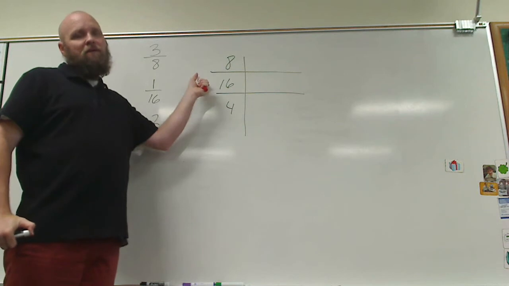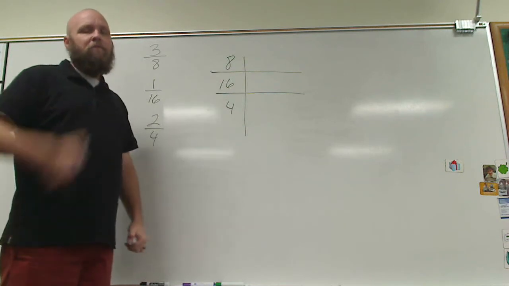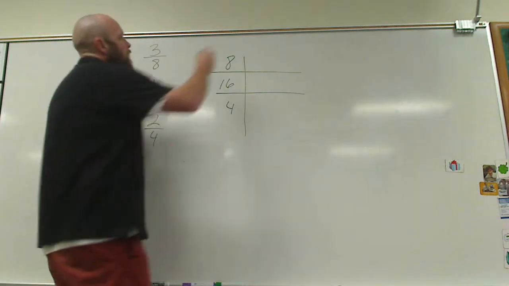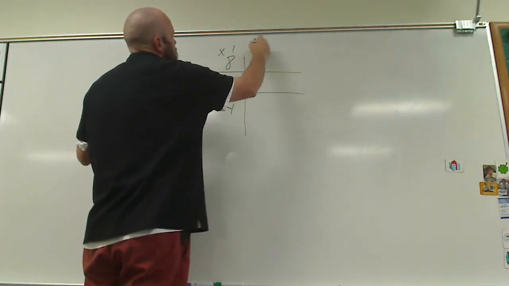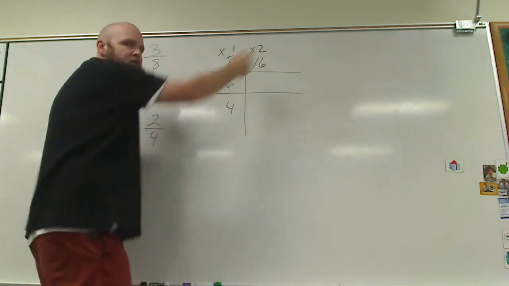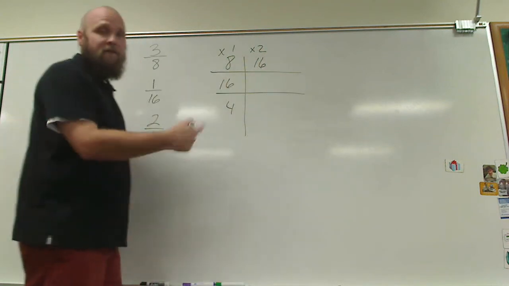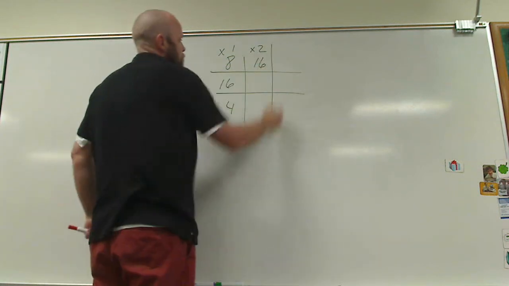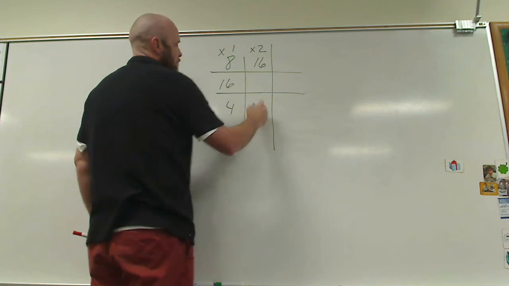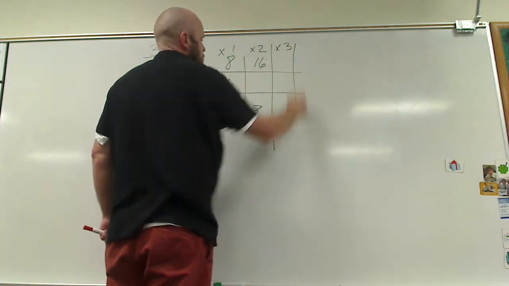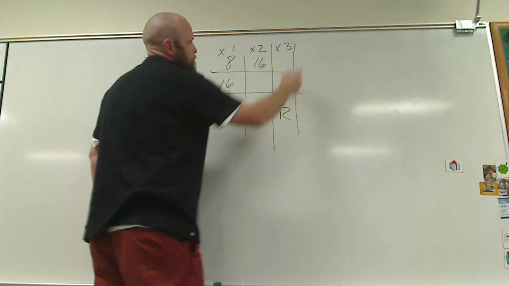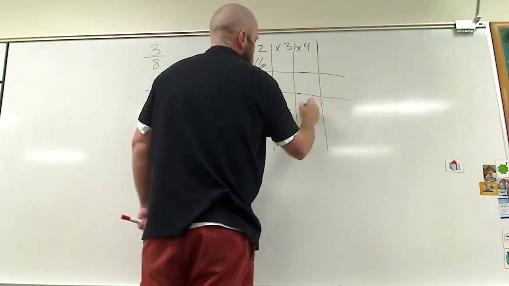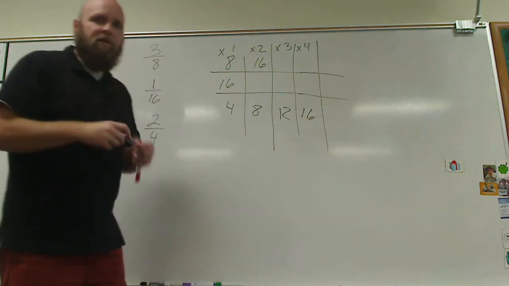Now 16's big. I don't know my 16's times table, but if you watch, the reason I picked 16 is going to be obvious here. If I multiply 8 times 2, I'm going to get 16 there. So now I have 16 in both rows. I'm going to go ahead and see if I can get 16 in my 4 row. If 16 is a multiple of 4. 4 times 2 is 8. 4 times 3 is 12. And 4 times 4 is 16.